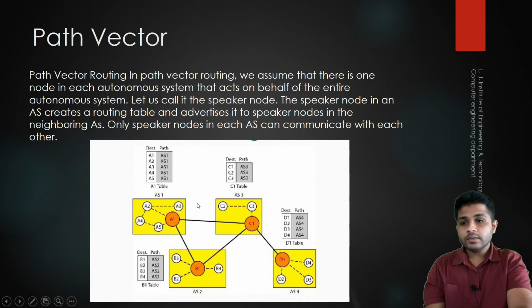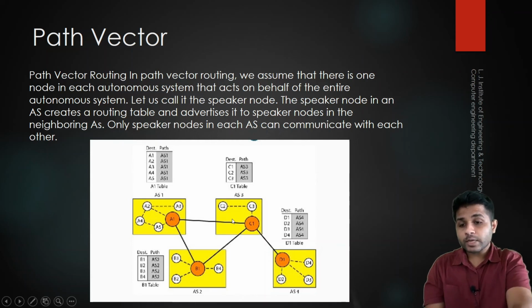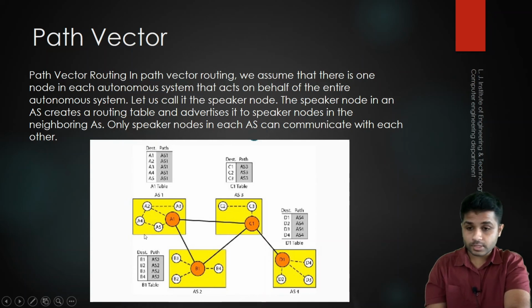Right, now let's see the last routing protocol, that is path vector. Path vector is an inter-domain routing protocol. It means that if you want to communicate between different autonomous systems, in that case we have to use the path vector. You can see that in this figure there are several autonomous systems: A1, A2, A3, A4. If we want to communicate with a different autonomous system, we have to use the path vector.